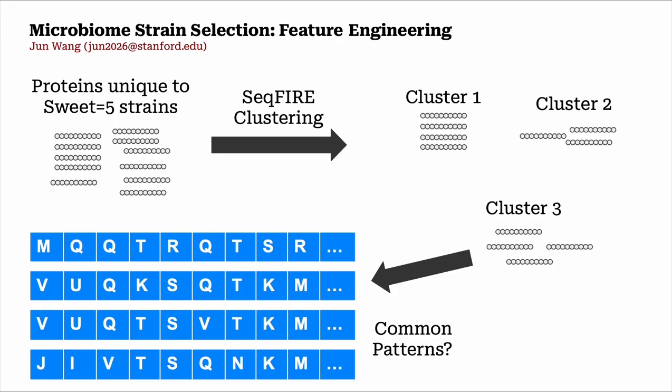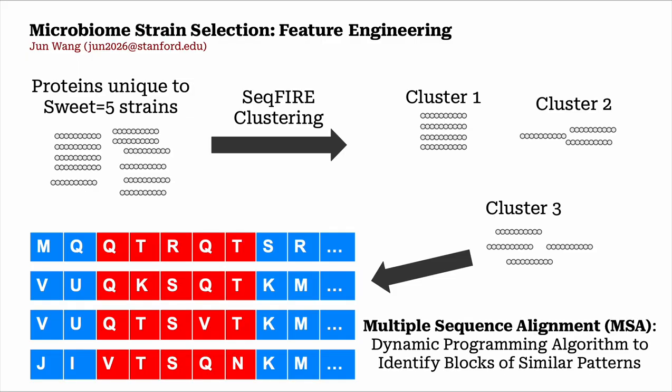Therefore, the following is the approach that I took for feature engineering. I take all the proteins that are unique to strains that score highest in a particular flavor. I use Seqfire, which is an open source software for protein sequence clustering. Through clustering, I have a few different clusters of the proteins based on the sequence similarities. Now, if we look at each cluster, we can look for common patterns among these strains.